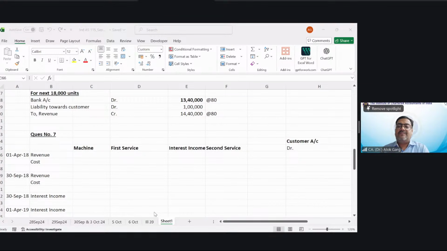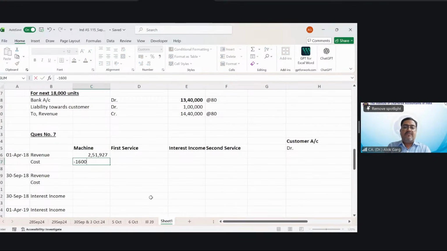What do we do? We will recognize. We have to recognize the revenue, and at what value should we recognize it? We should recognize the revenue at 251927. As simple as that. I hope this Excel is visible to everyone. 251927, right? What is the cost? 1,60,000 is the cost.